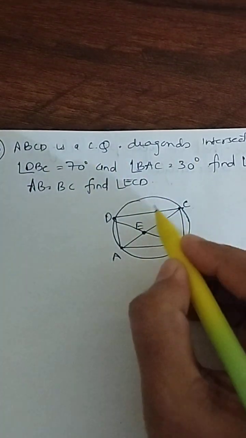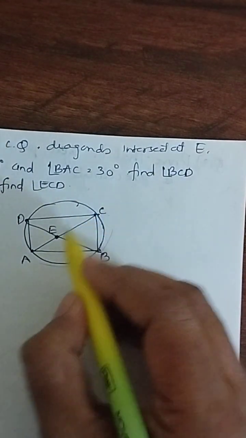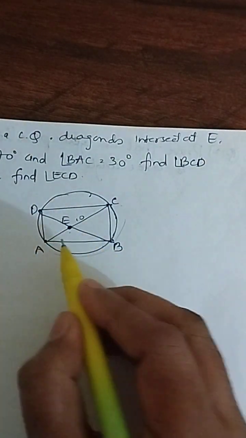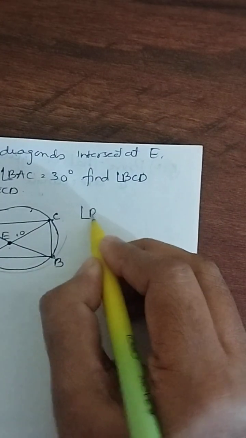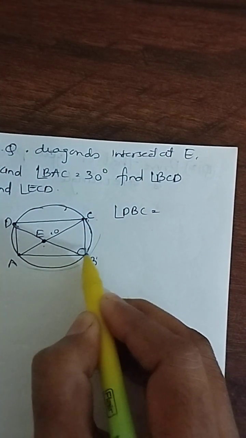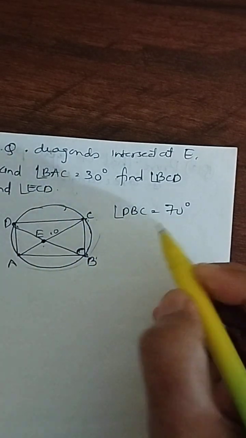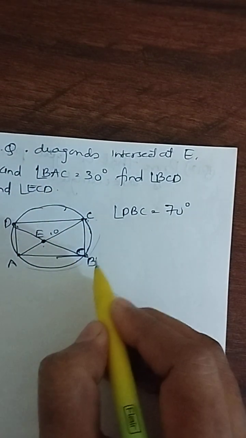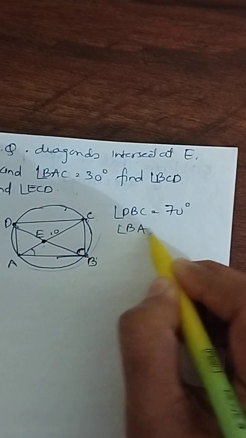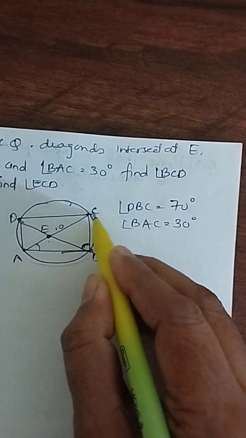Now ABCD is a cyclic quadrilateral. I drew a circle and I drew a quadrilateral. Diagonals intersect at E. Remember, O is somewhere else. Angle DBC is given as 70 degrees. Angle BAC is given as 30 degrees. You are asked to find out BCD.